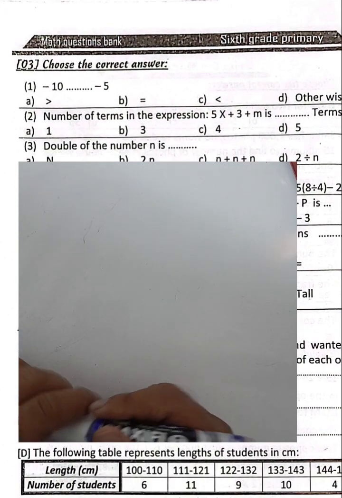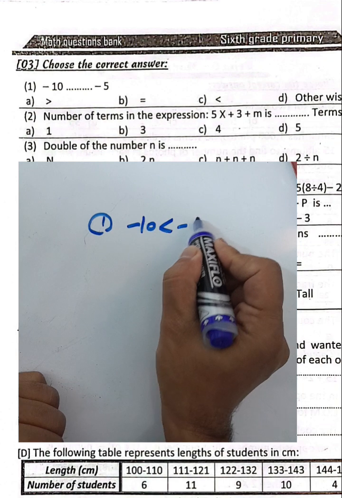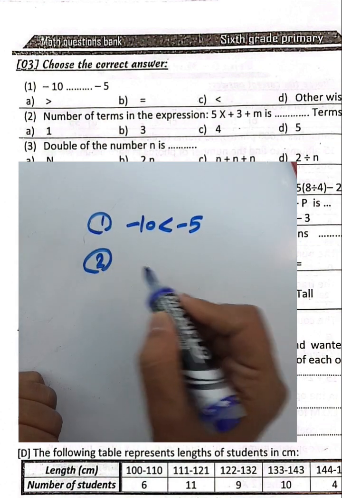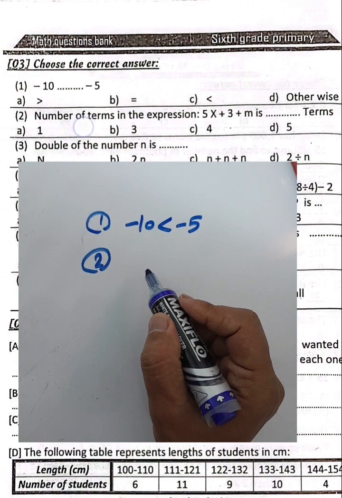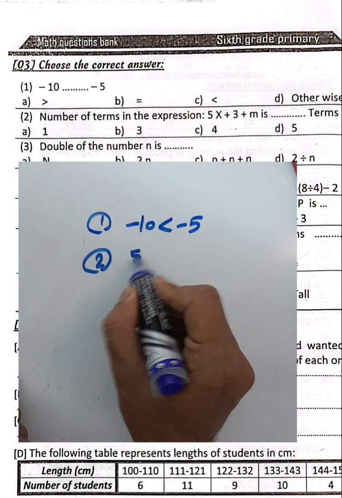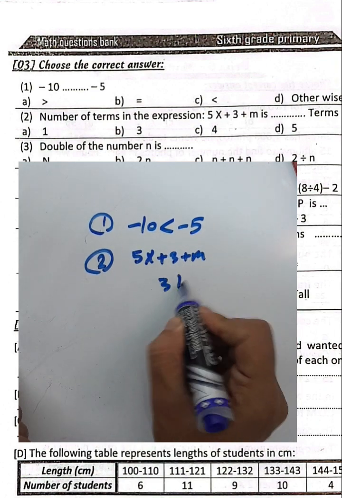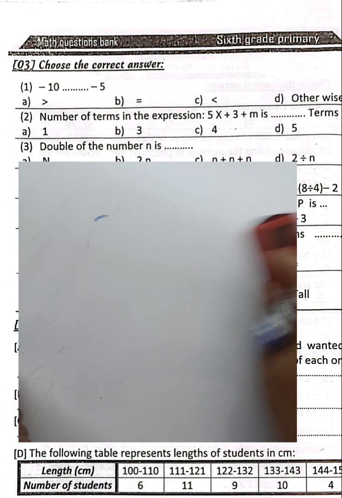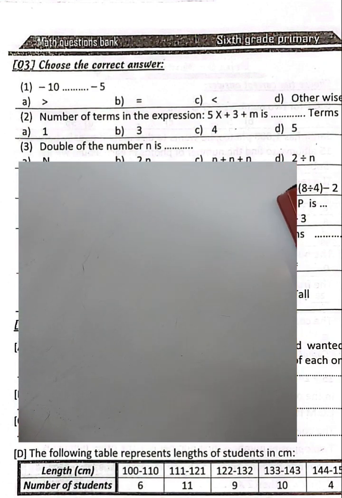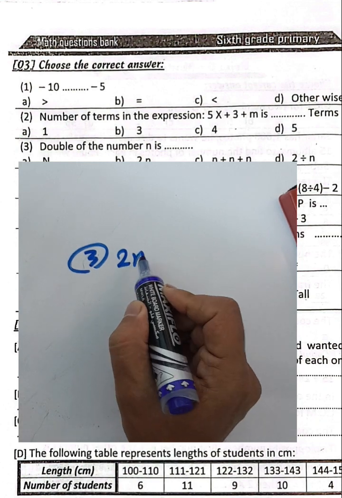Choose the correct answer. Number 1, negative 10 is then negative 5. Question number 2. Number of terms in the expression 5x plus 3 plus m, we have 3 terms. Question number 3. Double the number n, it will be 2n.